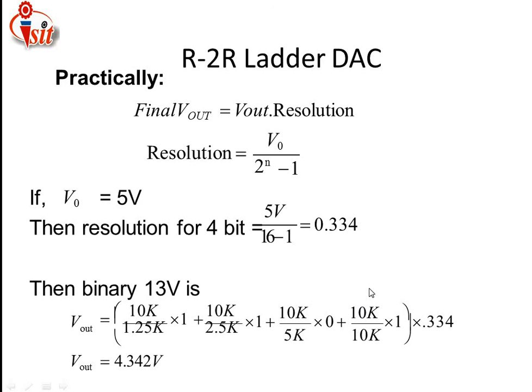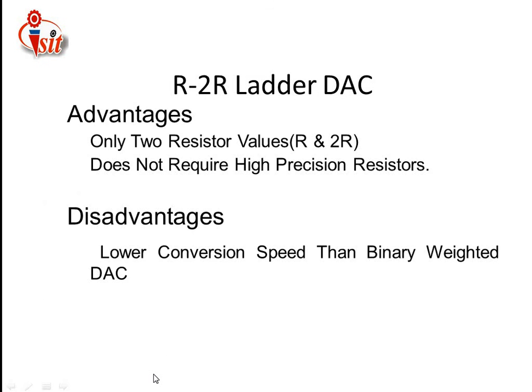Then the input binary sequence that we are applying here is 1101. For that purpose the reference voltage, which we have calculated practically, is 0.334. For that purpose the output voltage using the R-2R ladder DAC is 4.342 volt.